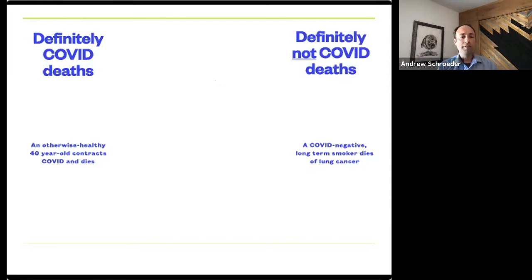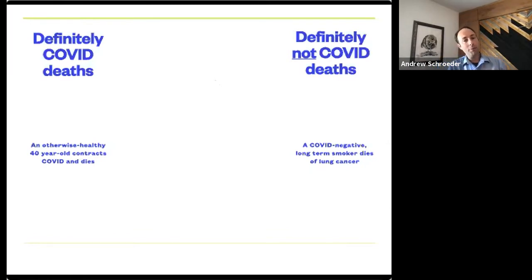So take all of the deaths that the US saw in 2020. There are going to be some deaths that all of us can agree are definitely COVID deaths. For example, an otherwise healthy 40-year-old contracts COVID and dies. That is a COVID death, if anything is a COVID death.